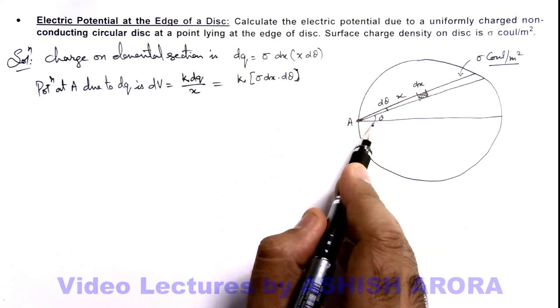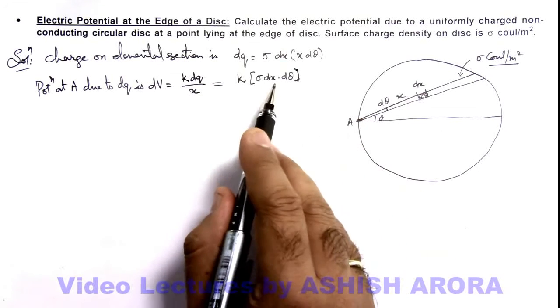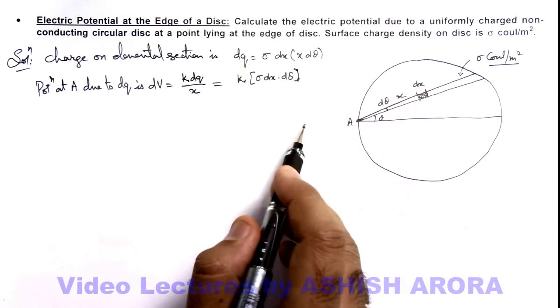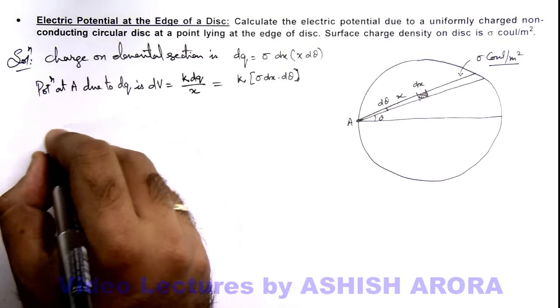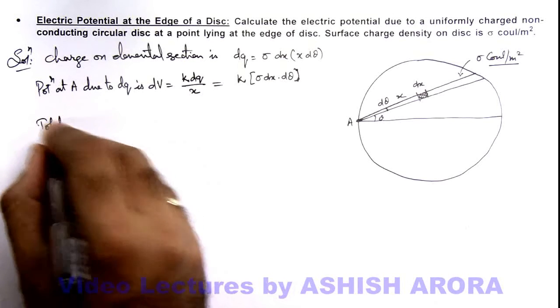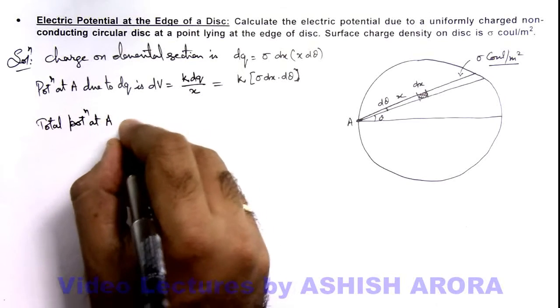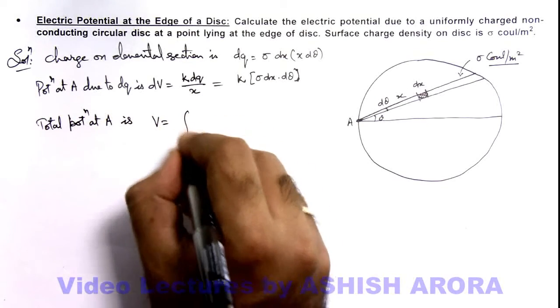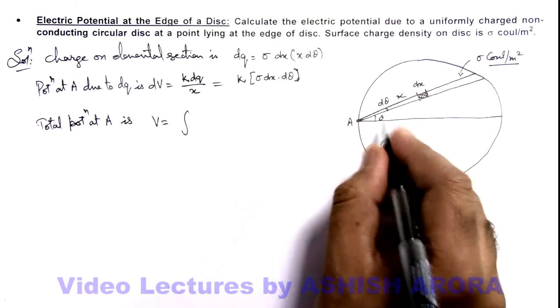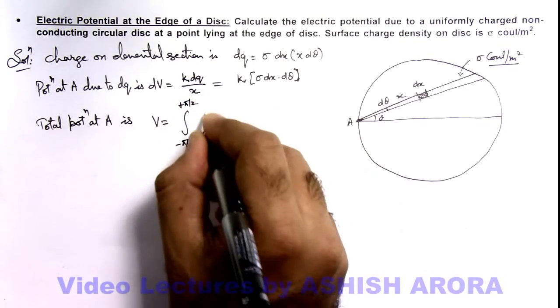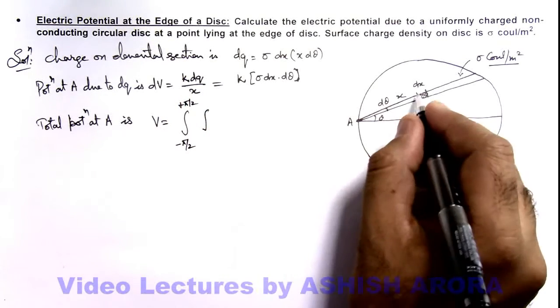Now we need to integrate this potential twice. One is for the variable x, keeping theta as constant, and then we need to integrate for the value of theta from minus pi by 2 to plus pi by 2 for the whole disk. So in this situation, we can write the total potential at A as V, given as the integration within limits of theta from minus pi by 2 to plus pi by 2, and then we will further integrate it for the value of x.